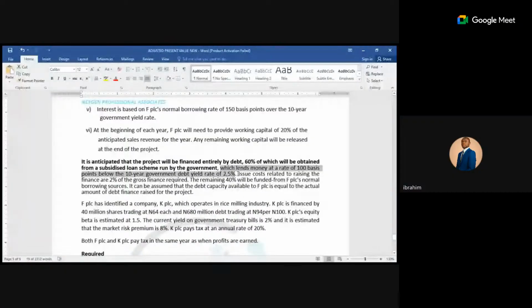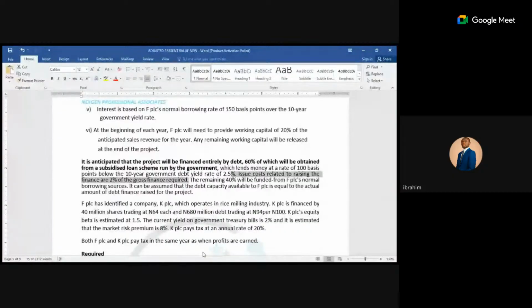Issue costs related to raising the finance are 2% of gross finance. Now they're giving us the issue costs. They didn't tell us, because the question said, if you look at it, there is no equity. So that means that this issue cost is on debt. And the project will be financed entirely by debt. So meaning that the 2% will be applicable on the subsidized and the commercial.